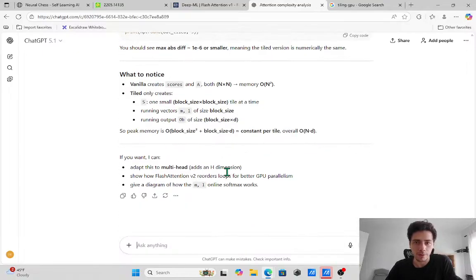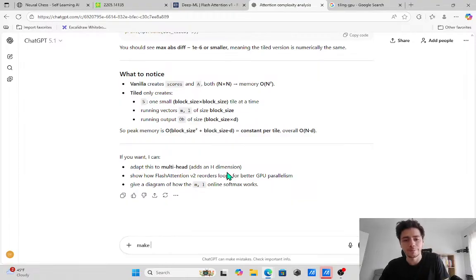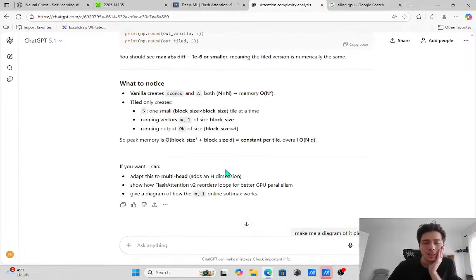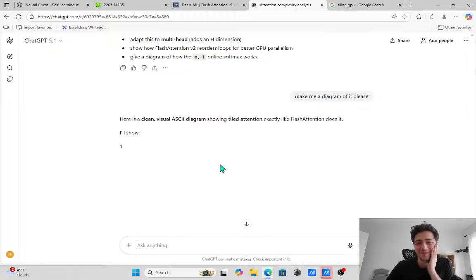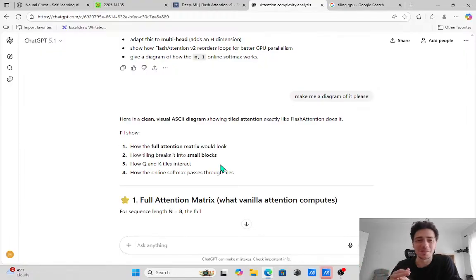Oh, you're not going to make me a diagram? Please. I never usually say please. I mean, I say please to people, but I usually don't say please to chat.